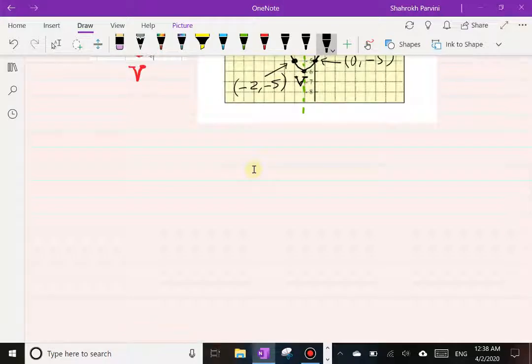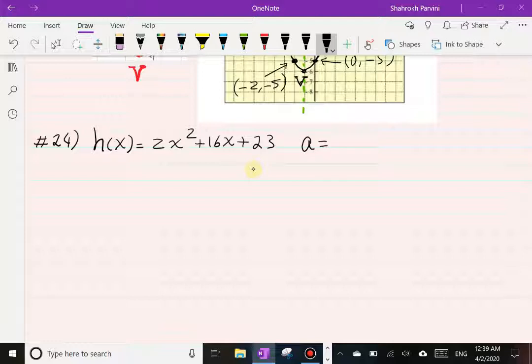Let's take a look at our next exercise. This one is going to be number 24 now. So in exercise number 24, this time our function h of x is going to equal 2x squared plus 16x plus 23. Okay, so that's going to be the function. So right off the bat, we can identify the ABCs. A is 2, B is 16, and C is 23. The fact that A is 2, it is positive. That tells us this parabola is going to open upwards. Okay, so we have that figured out. Next, we're going to find the vertex.